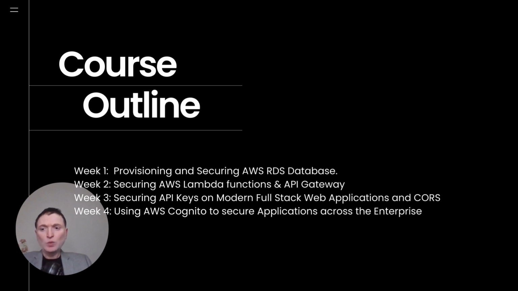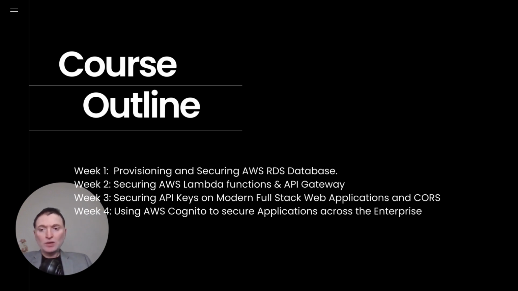In our first week, we'll focus on the backbone of many applications, the database. Specifically, we'll dive into provisioning and securing AWS RDS, Amazon's relational database service. I'll show you how to create an RDS instance, configure security groups, and implement best practices for database encryption and access management. By the end of this week, you'll be equipped to manage your database instances securely, protecting them from unauthorized access and potential data breaches.